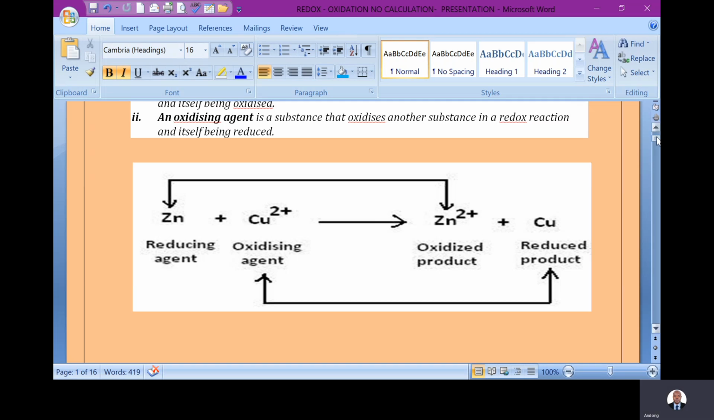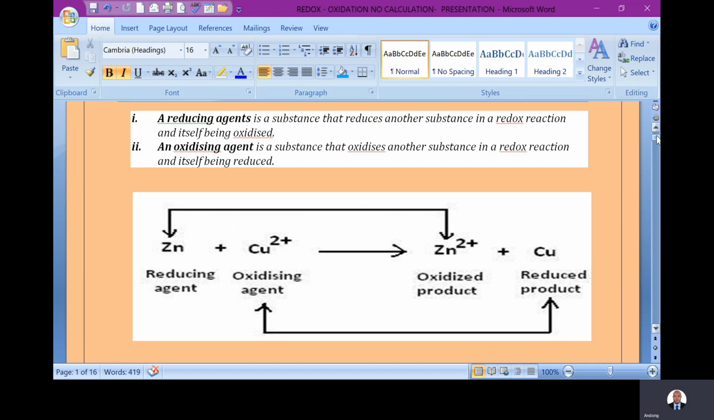An oxidizing agent is a substance that oxidizes another substance in a redox reaction and is being reduced. Meanwhile, a reducing agent is a substance that reduces another substance in a redox reaction and is itself being oxidized.